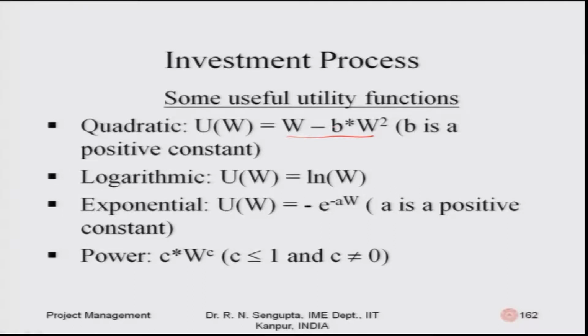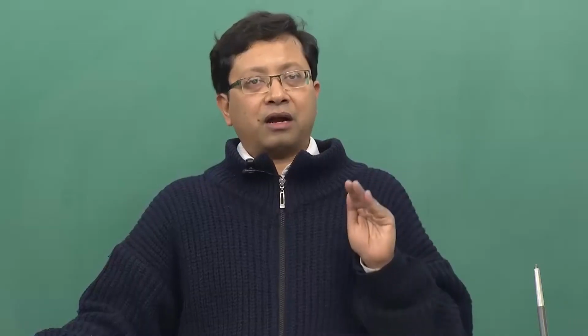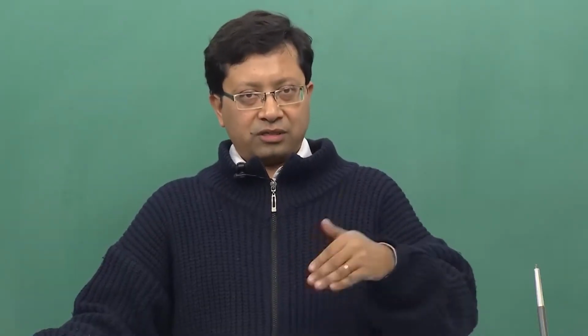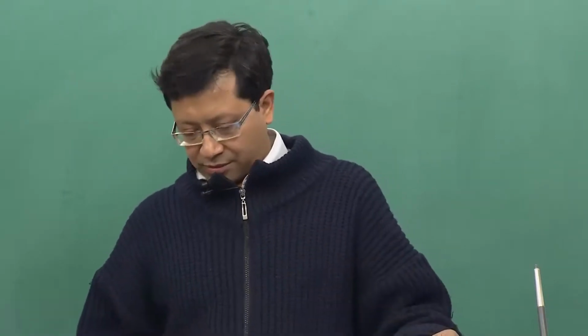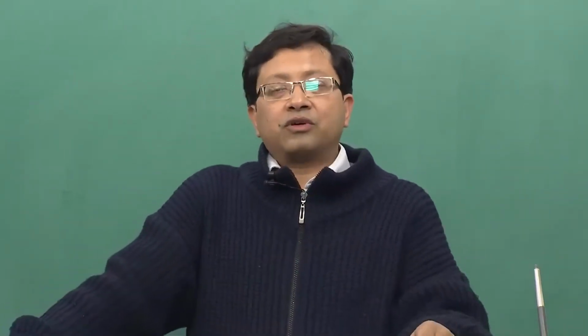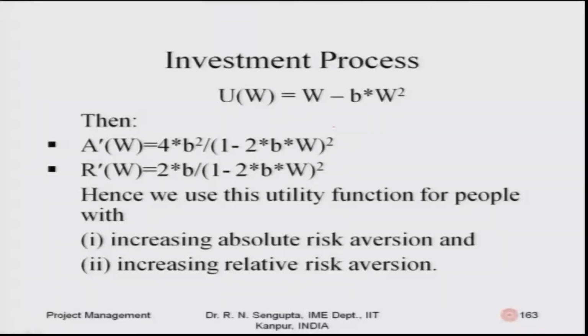So, let us consider the concept of u prime, u double prime, a and a prime, r and r prime for all these 4 utility functions, and let us spend some time discussing that. The first one is the quadratic utility function. Without going into the calculations, I have just written the bullet points, and I strongly urge the students to do it on their own, so that they can get a feel for how these concepts come into play. If I consider a prime, the value is given by 4b square in the numerator divided by 1 minus 2b into w whole square.